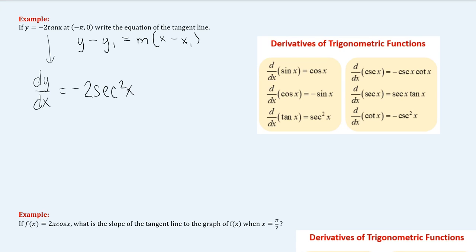And so then, since we want to know what the equation of the tangent line is, if we plug in our given x value, which is negative pi, and then we could find the coterminal angle so that we can actually evaluate it on the unit circle. So if we add 2 pi, we get positive pi.